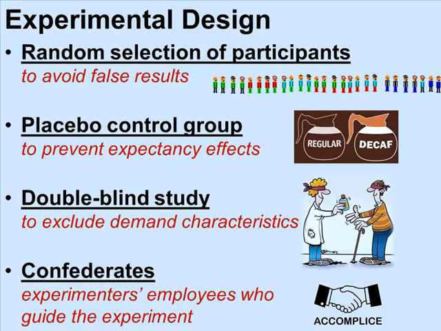Confederates are the experimenter's employees who pretend to be ordinary participants and guide the experiment in the necessary direction. The elevator experiment I showed you had only one real participant at a time, and the rest were confederates. As you can see, there is plenty of deception that must be used when designing an experiment.